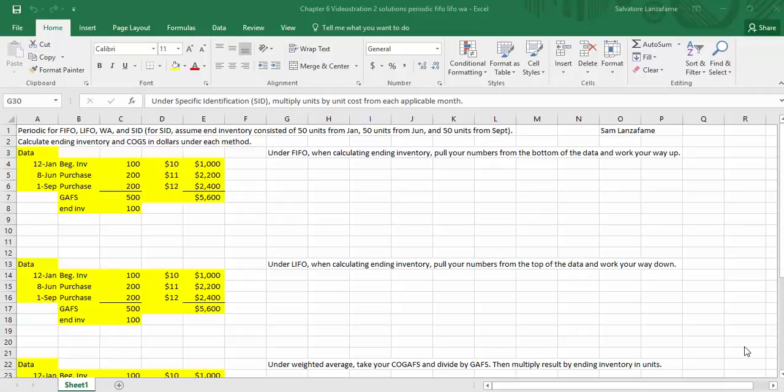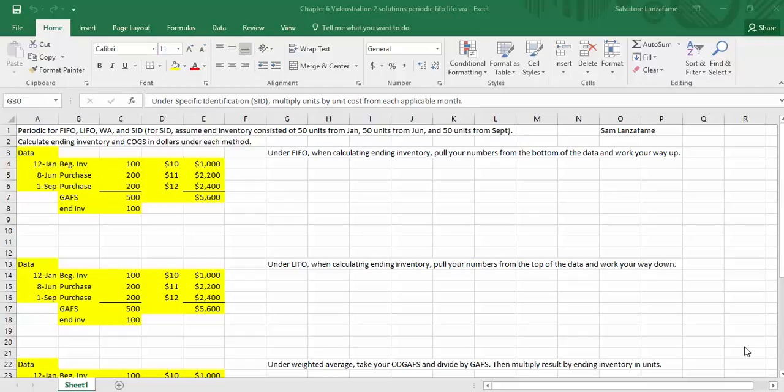So if you look to the data box, you'll notice that we have beginning inventory on January 12th. We've made a purchase on June 8th. We've made a purchase on September 1st. Total of 500 units available for sale. That GAFS that you see there is goods available for sale. The 5,600 represents the cost of goods available for sale. So we've got the cost of those goods. You will notice that the ending inventory is made up of 100 units. So if we had 500 available to sell and we have 100 left, that means we must have sold 400.